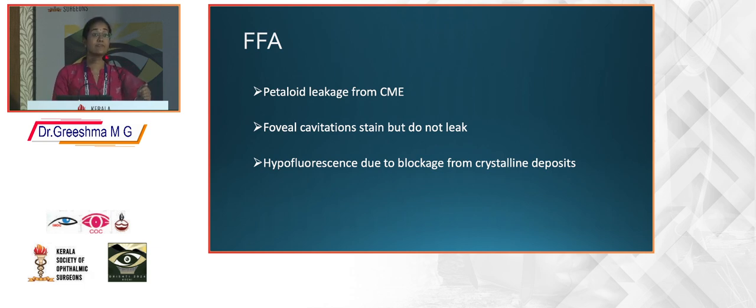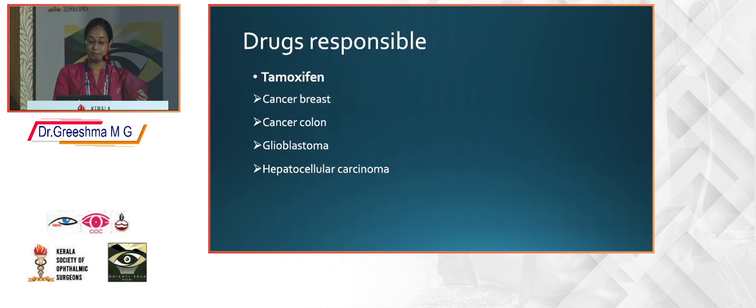Fundus fluorescein angiography was not done in this patient because it was not indicated. If there is a cystoid macular edema, it can show a petalloid leakage. These foveal cavitations which can occur do stain, but they do not leak. And there can be hypofluorescence because of the block by the crystalline bodies.